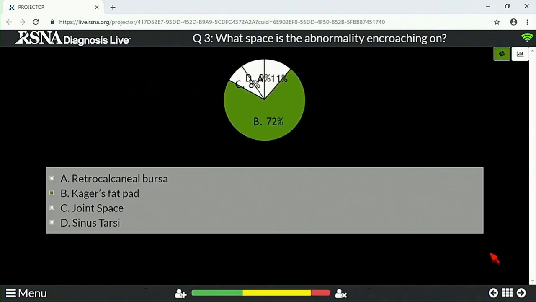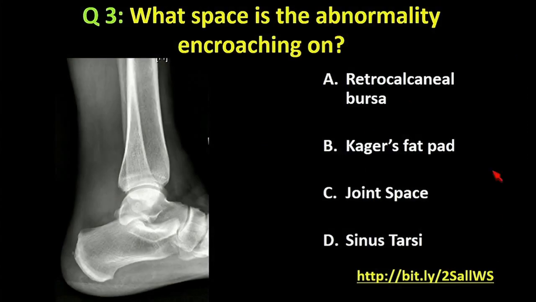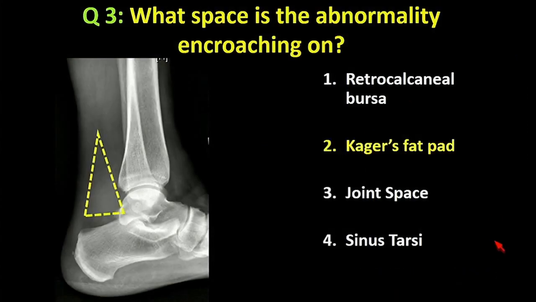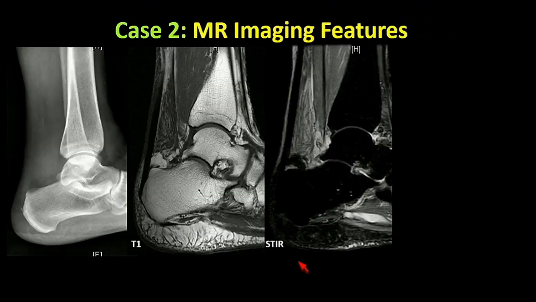I'm going to move on. And it is very nice. Kager's fat pad, and you guys got that very, very fast. So there's Kager's fat pad. It is normally a triangular area of fat in between the anterior Achilles tendon, which looks fine in this particular case. The retrocalcaneal bursa is here, and that is still fat-filled. The joint space is normal, and the sinus tarsi is normal. But what we're looking at is this soft tissue density within Kager's fat pad.